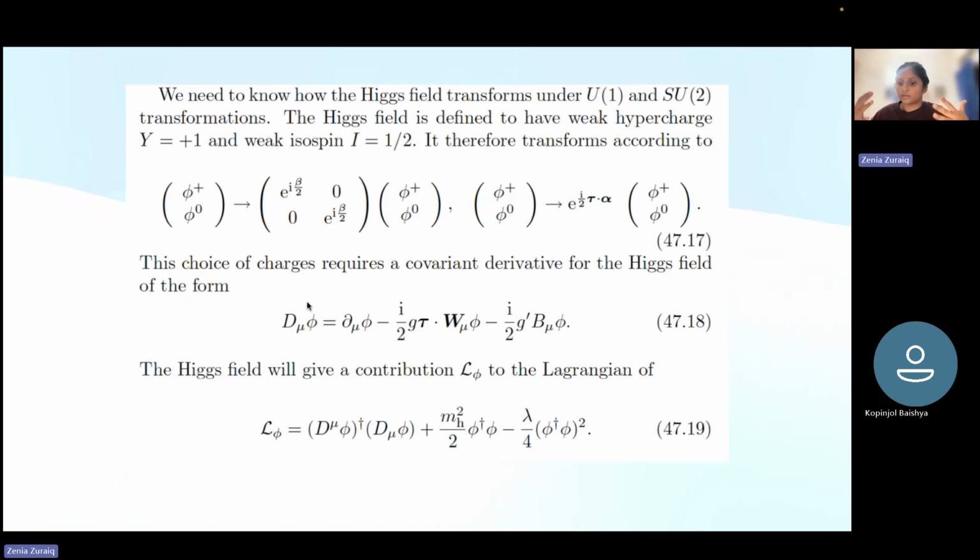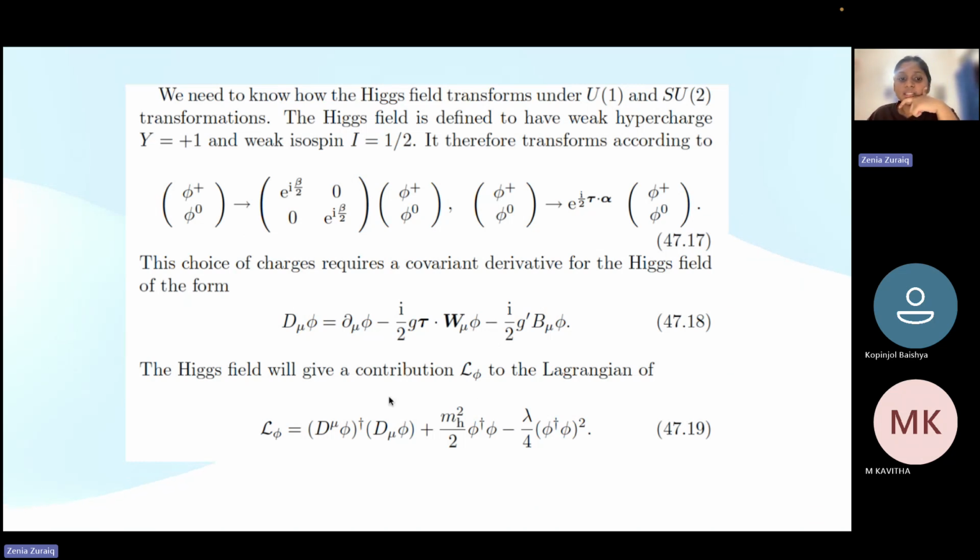And again, whenever I have a local symmetry like SU2 or U1, I have to immediately change the derivative to a covariant derivative. So this new field is going to have this covariant derivative del mu of phi, which has SU2 and U1. So it is both charged under SU2 and U1. It then gives a contribution L phi to the Lagrangian. So this is just the Higgs contribution to the Lagrangian. Here you can see that the Higgs field has this term, some mass term, and some potential term as well.